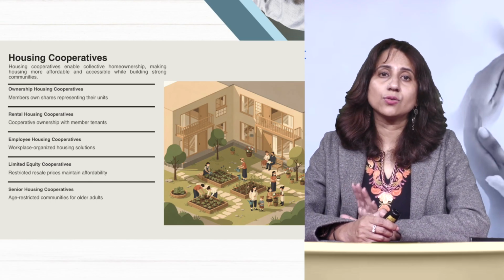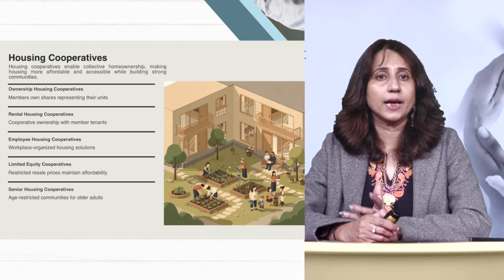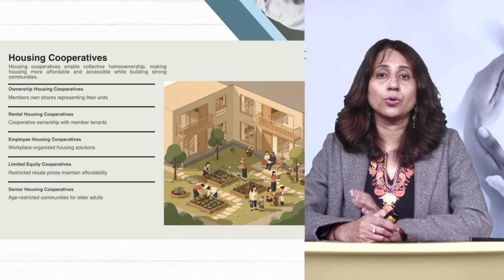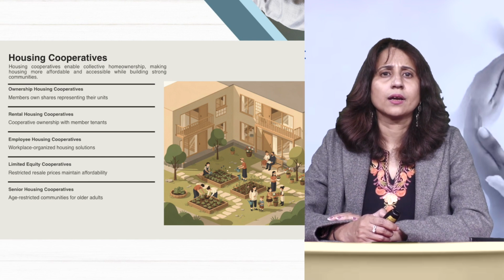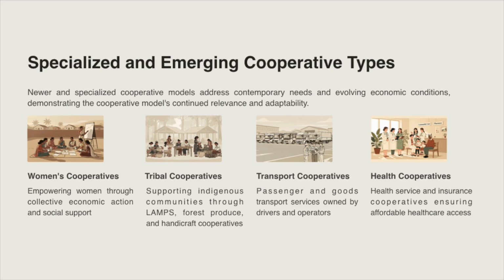Then senior housing cooperatives, developed especially for elderly persons, incorporating age appropriate designs, healthcare facilities within it, and community support services. Then there are certain specialized and emerging cooperative types. The first is the women cooperatives. The women cooperatives specifically organize women members to address their particular economic needs and social empowerment, going beyond general cooperatives that may have women members.